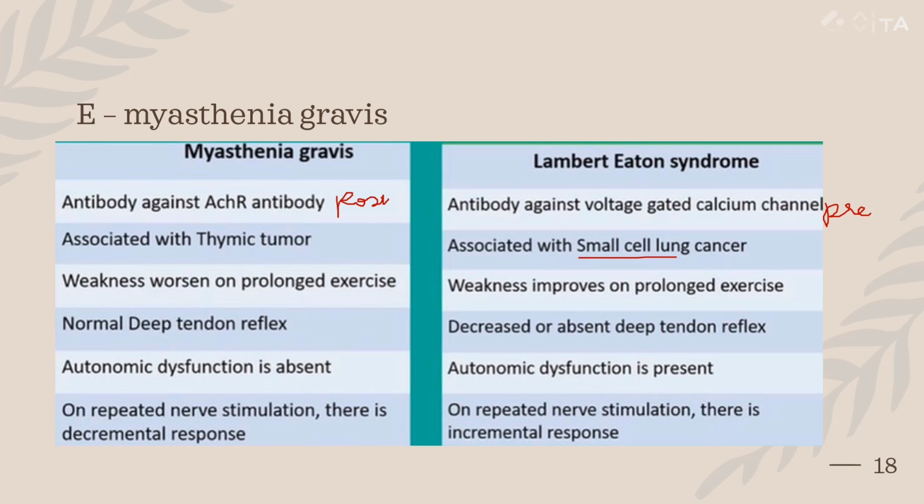On repeated nerve stimulation, there is a decremental response in myasthenia. On repeated nerve stimulation, there is incremental response in Lambert-Eaton syndrome. It's a paraneoplastic syndrome affecting the presynaptic voltage-gated calcium channel. Both myasthenia and Lambert-Eaton manifest as muscle weakness. In myasthenia, you also have ptosis, mainly affecting the ocular muscles. Lambert-Eaton is affecting the other muscles, trunk muscles.